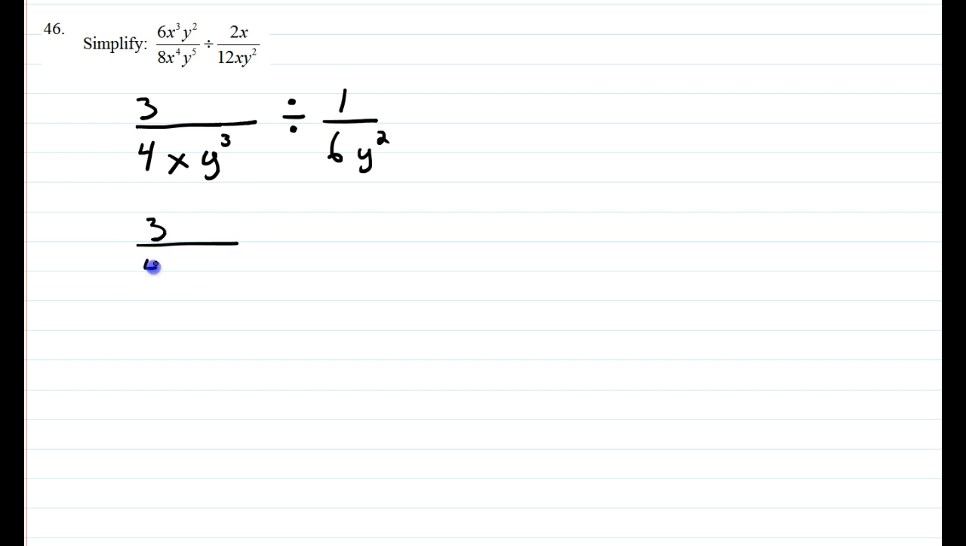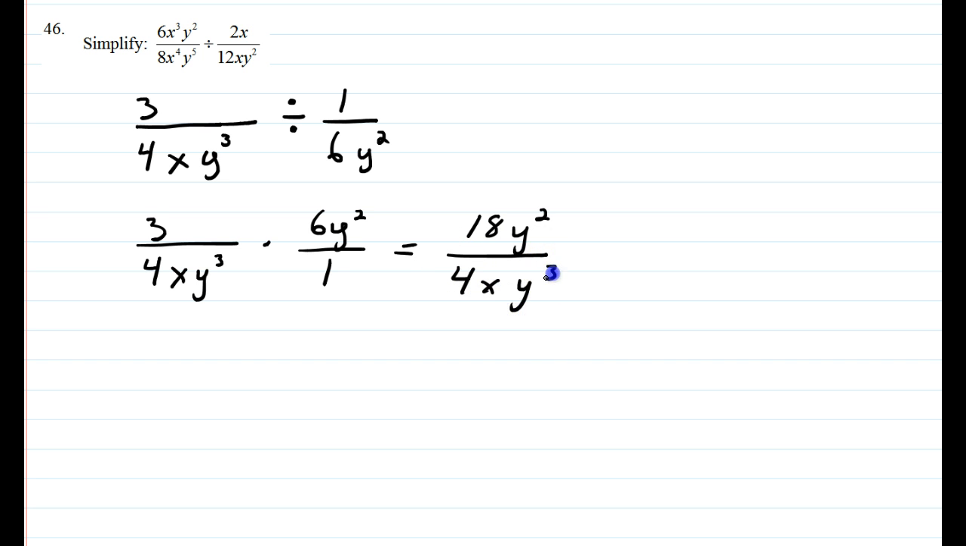So now we're going to multiply by the reciprocal, and so it's going to be 6y squared over 1. And so now I'm just going to multiply across. I know that I could reduce the 6 and the 4, but I'm just going to go straight across and get 18y squared over 4xy cubed. And I just like having everything lined up.